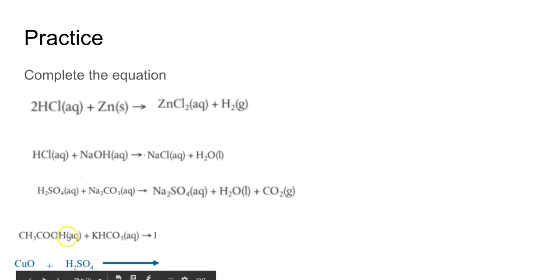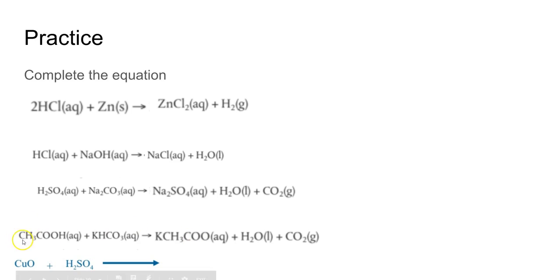In this one, we have an acid plus a hydrogen carbonate, so a base. And so we are going to get 3 things. This is going to be potassium methanoate, water, and carbon dioxide. CH3COO. I'm not sure if this is one of the polyatomics you should know. I'll let you know in class. But this is the non-metal and potassium is the metal.